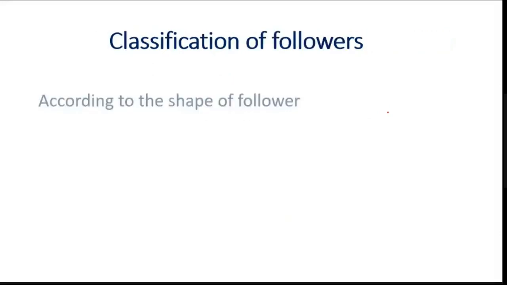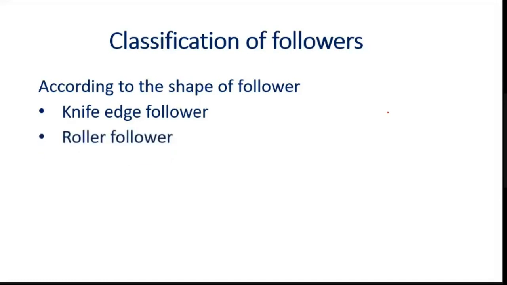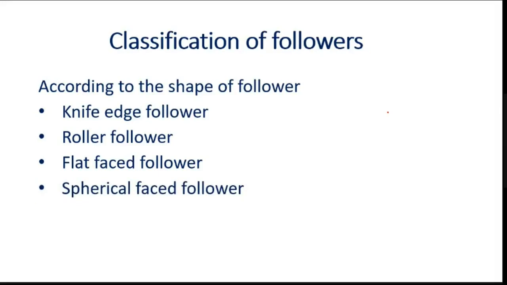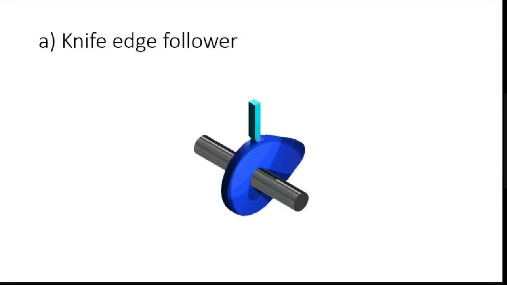Next, the classification of the follower. The follower is also classified based on its shape: knife edge, which has a sharp edge, then roller follower, flat-faced follower, and spherical-faced follower. This is the knife edge we discussed earlier. You can see this follower has a knife edge, which is somewhat sharp, and it is connected like that. So we call it a knife edge follower. The next one is roller.